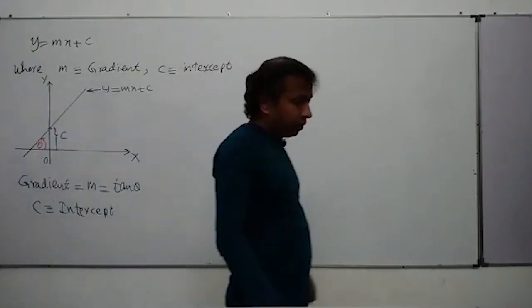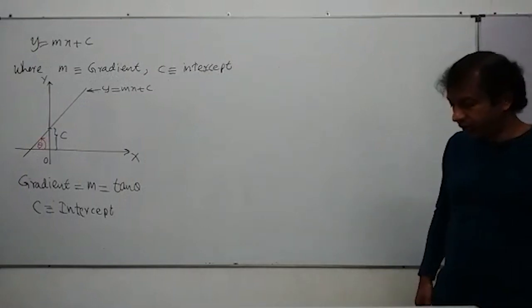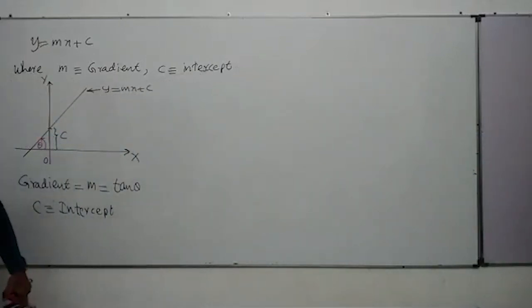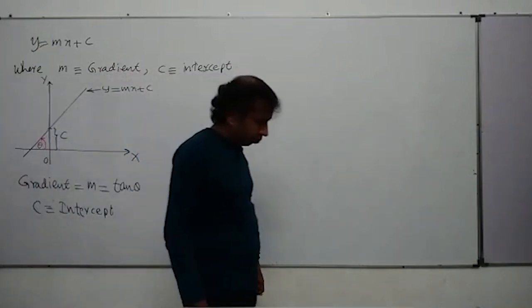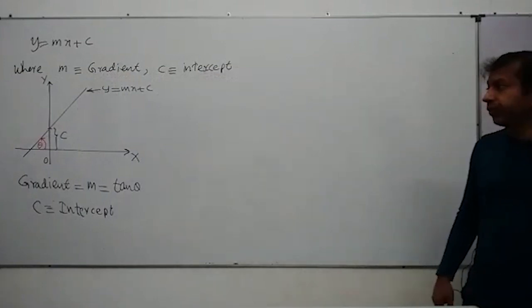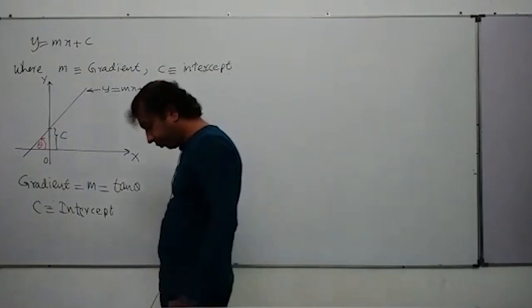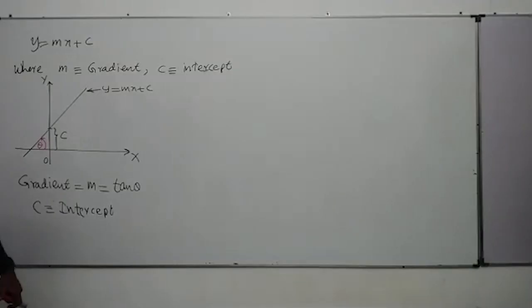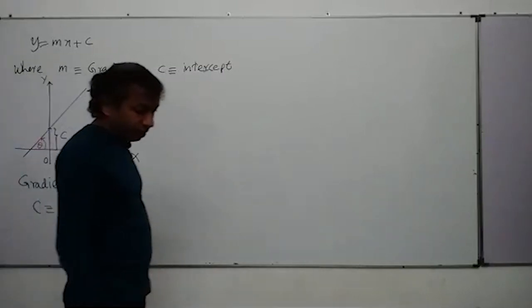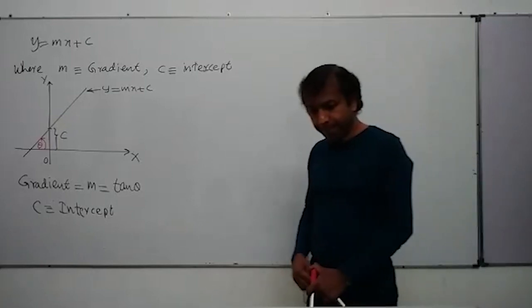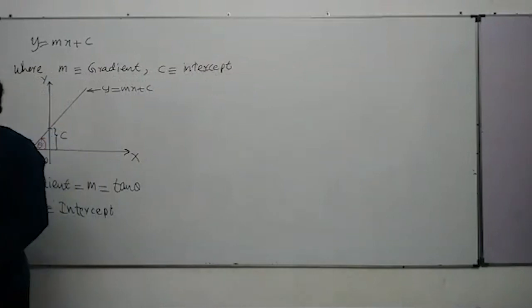Right, people, next. The intercept is the distance from the origin to the point where the line cuts the y-axis.